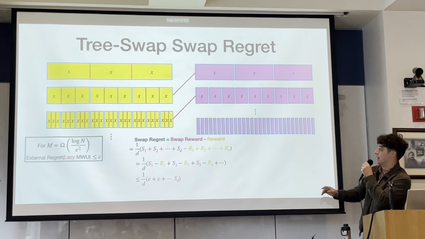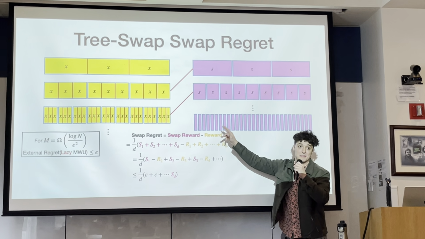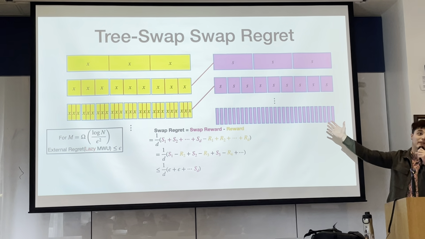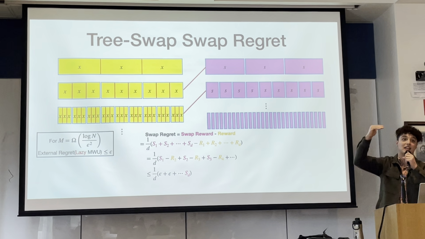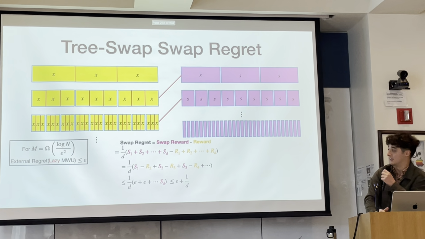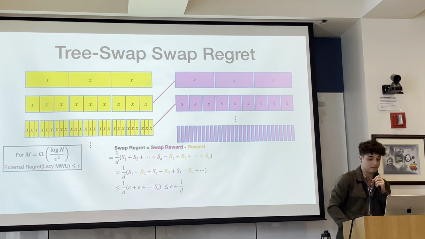There is going to be a final term here that is simply the best possible action in every single round. There's nothing we can bound that by other than the worst case of attaining the maximal reward of 1 every single round. But that still means that the swap regret of this whole thing is bounded by epsilon plus 1 over d.